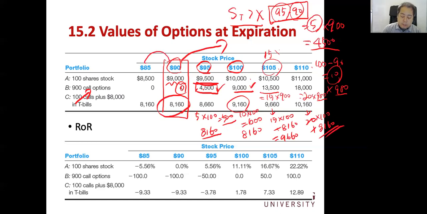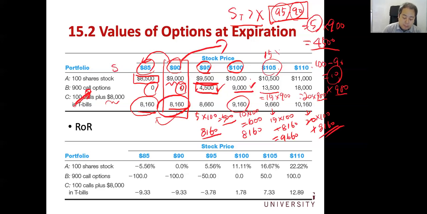If the price dropped to 85, now you lose money. So 8,500, which is understandable, because 85 times 100, you don't make any money because your call option will not be exercised. Now 100 calls plus T-bill, you still have 8,160 because you don't exercise the option below the exercise price, you only get the value of the T-bill.